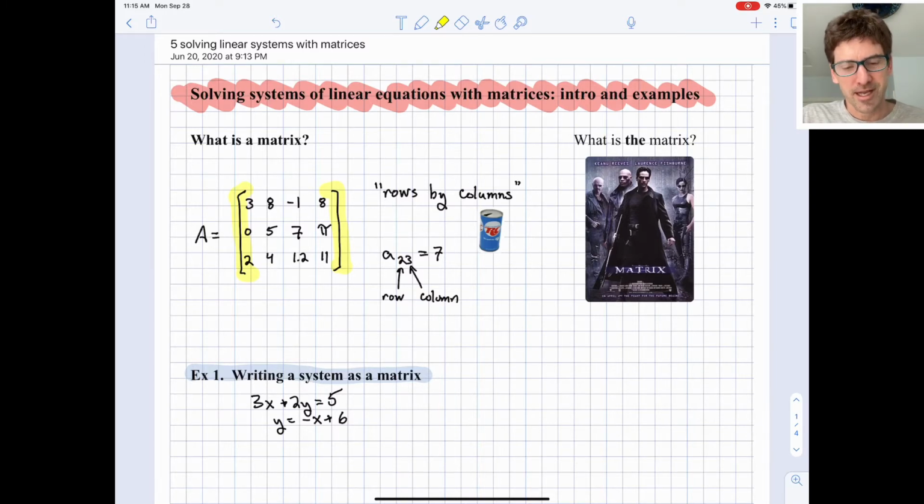And a lowercase a, when I'm showing you right here, with a subscript of 2, 3, represents what element in the matrix A is in row 2 and column 3, okay? And that's the 7 right here, okay? I just remember RC Cola from the 1970s or 1980s. RC is RC, rows by columns. Okay, so if you see a with a subscript 2, 3, it means row 2, column 3. So capital letter A refers to the whole matrix. A lowercase a with a subscript refers to a particular element in the matrix.